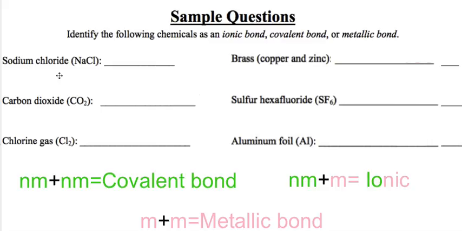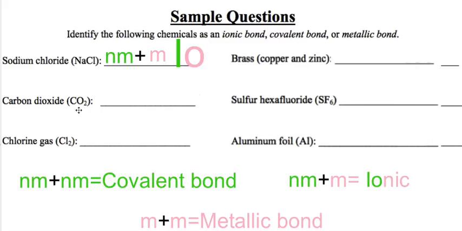So let's take a look at the first one. You have sodium and you have chlorine. So pause the video and determine if sodium is a metal or a nonmetal, and if chlorine is a metal or a nonmetal. And then come back and check. All right, sodium is a metal and chlorine is a nonmetal, and so then you would end up with an ionic bond. Good job.